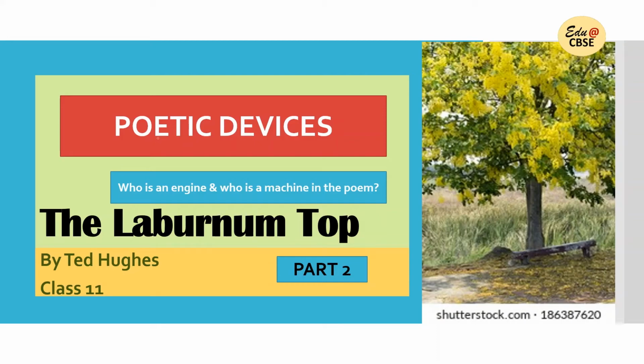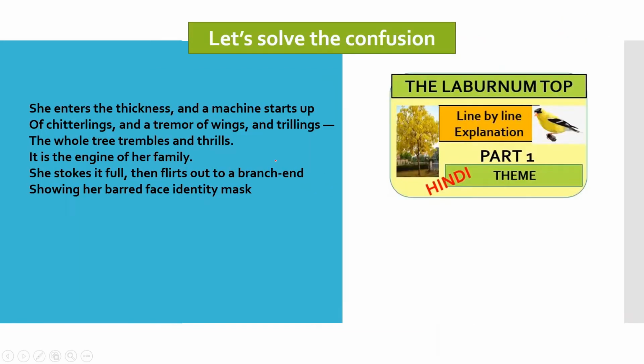Today I brought poetic devices of the poem The Laburnum Top by Ted Hughes, and along with it a very important question: who is the engine and who is the machine in this poem? So let's get started. Quickly we'll be dealing with all these questions. Now first of all, I've already uploaded a line by line explanation of the poem which you can watch. Now let's solve the confusion.